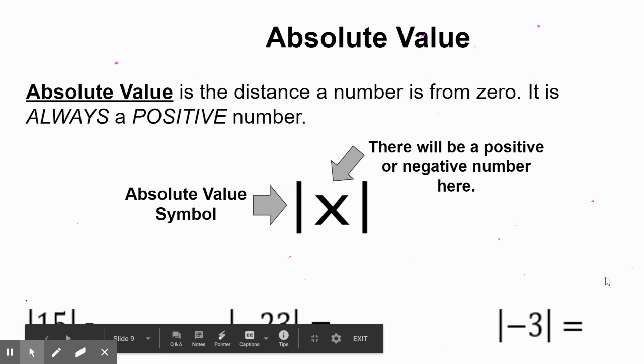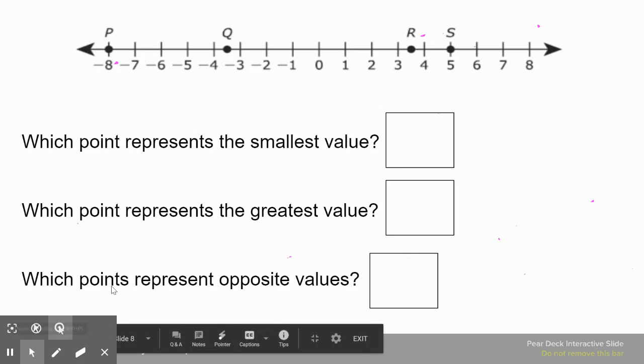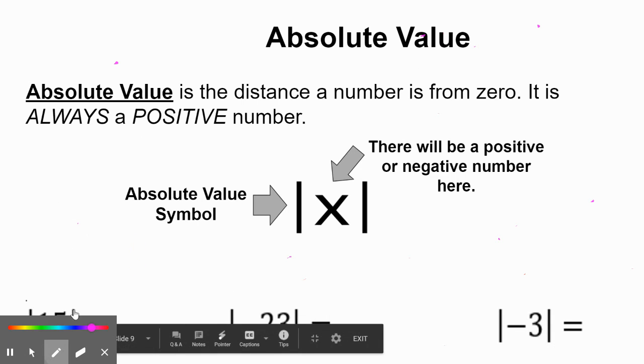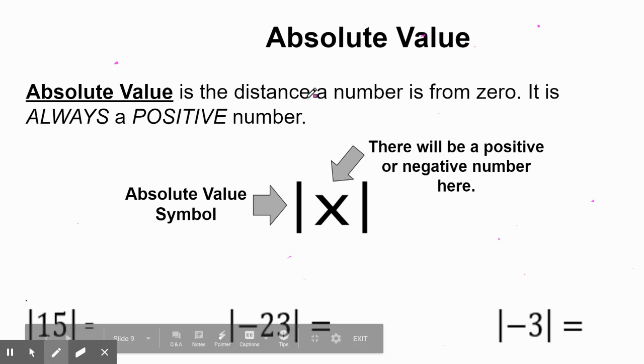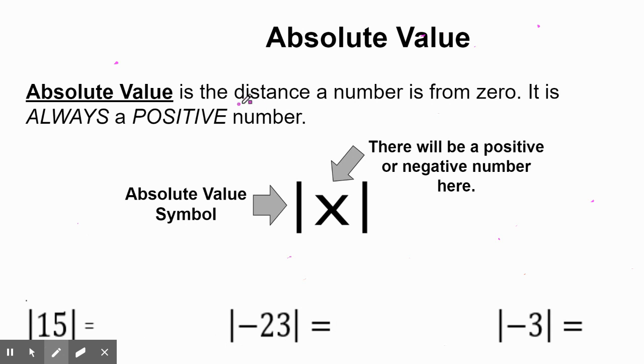All right, the last thing we need to talk about is the term absolute value. All right, absolute value is the distance a number is from 0. Now, we've seen this statement before with our opposites example. So they share a common definition. However, there is something different. Absolute value, your answer is always a positive number. And I'll show you what I mean by that in just a moment.